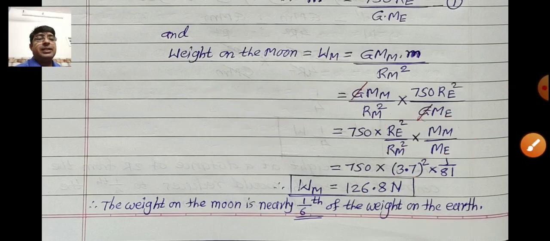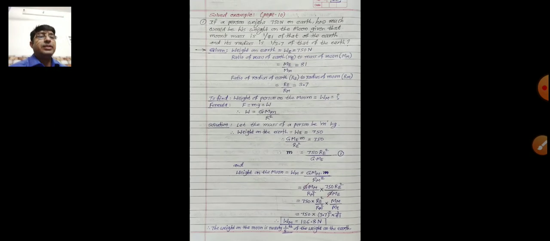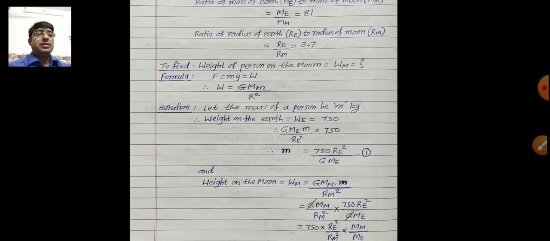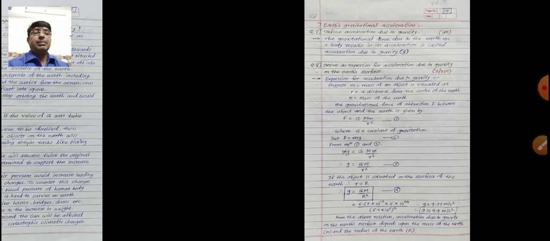And then at the last, writing the answer: the weight on the moon is nearly 1 upon 6 of the weight on the earth. So in this way we write the answer. See, this question is already solved in the textbook, but you try to write in this pattern given, to find the formula and solution step by step. Now we are going back to page number 10.